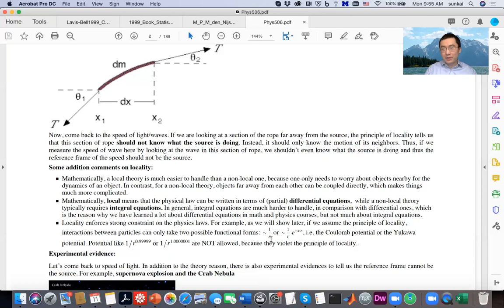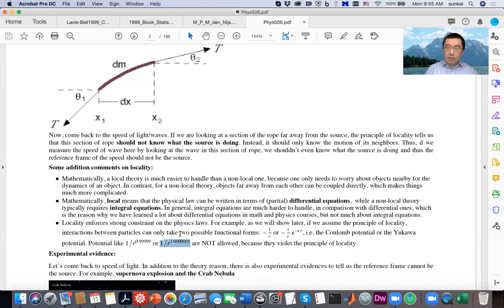If Coulomb's law is not 1/r, say it's 1/r to the power 1.00001, then it means this potential cannot be written in a differential form. That means it violates the principle of locality. It's really the principle of locality that showed us Coulomb's law must be 1/r, r to the power 1 exactly. Okay, that's the power of the principle of locality. And in fact, probably you already learned this, and probably you learned this in the previous semester.